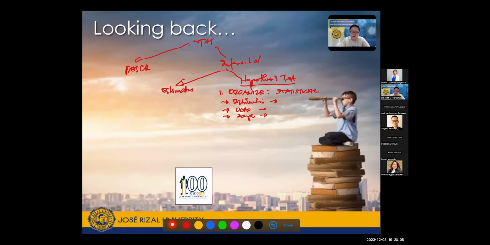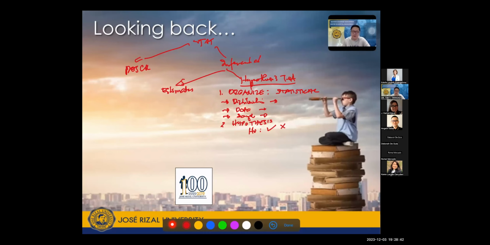So after organizing your data and getting a picture of the data that you're going to treat, what would be the next step in hypothesis testing? That's the second step: state the hypothesis. You have to state your hypothesis, because your hypothesis, especially your null, will be the basis of the decision whether you're going to accept or reject it eventually.